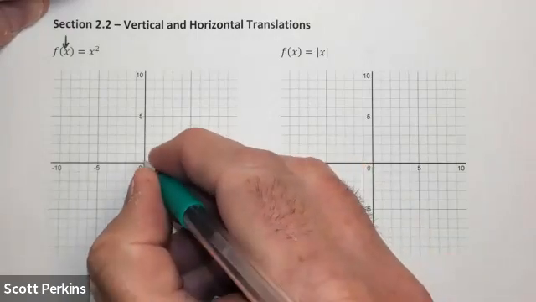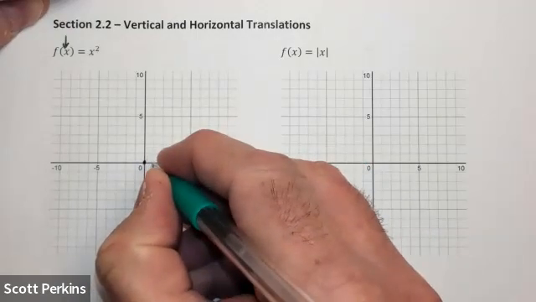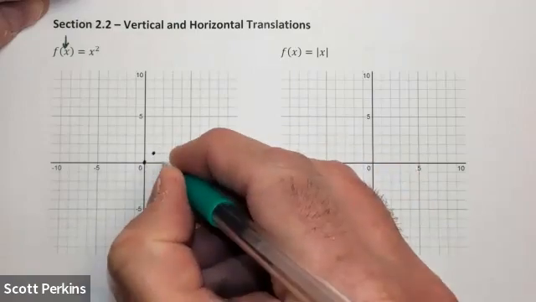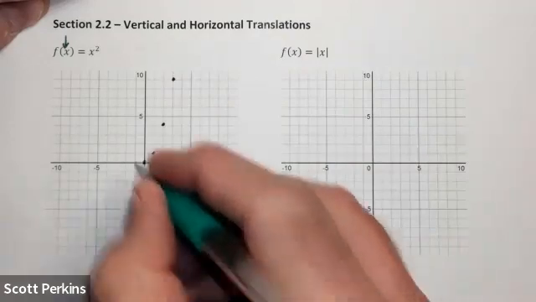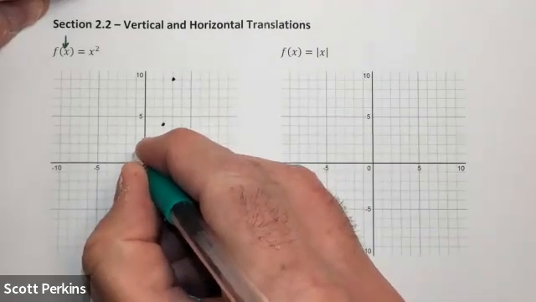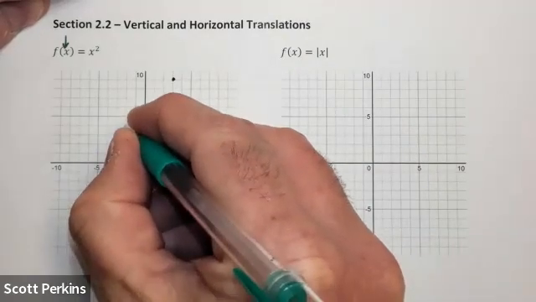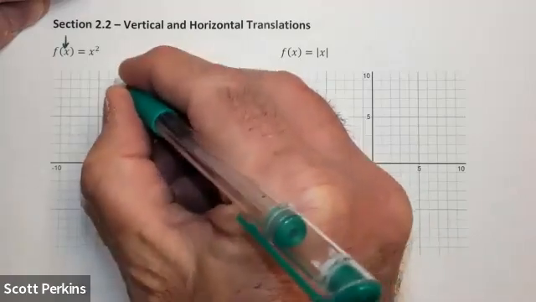So if I put in 0, 0 squared is 0. If I put in x is 1, 1 squared is 1. 2, 2 squared is 4. 3, 3 squared is 9. Backwards, -1 squared is 1. -2 squared is +4. And then -3 squared is +9.